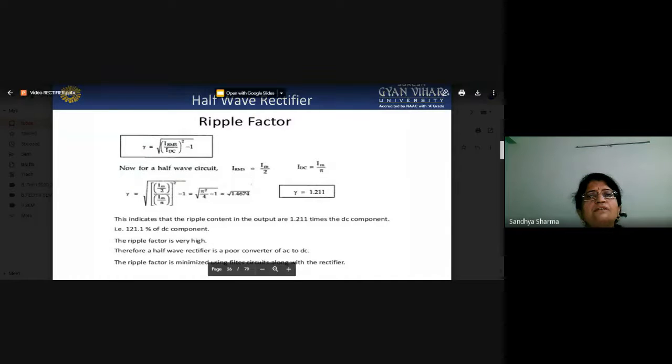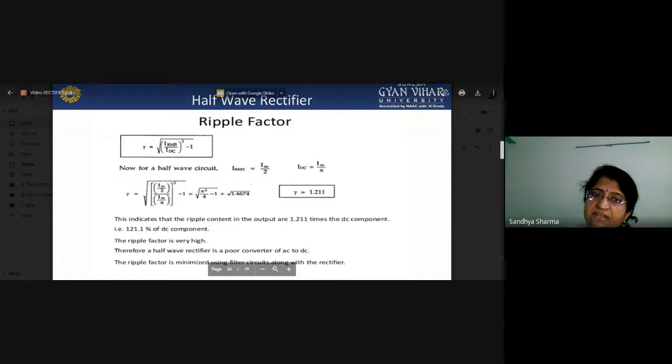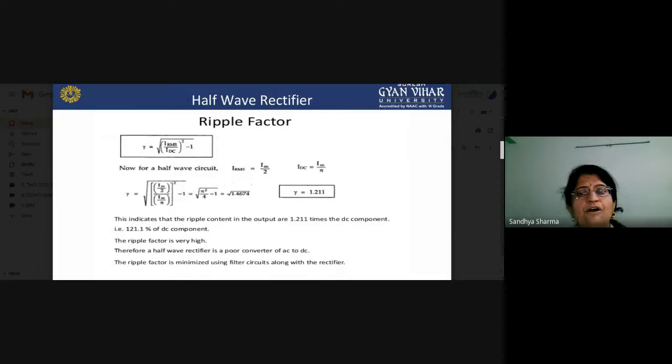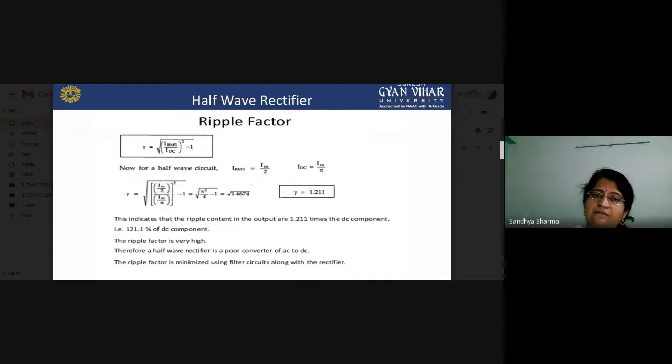If you want to calculate the ripple factor, the formula is the same. The ripple factor gamma is equal to the root of (IRMS upon IDC) squared minus 1. The IRMS value is Im by root 2, and the IDC value is Im by pi. So the ripple factor is equal to 1.211. This indicates that the ripple content in the output is 1.211 times the DC component.